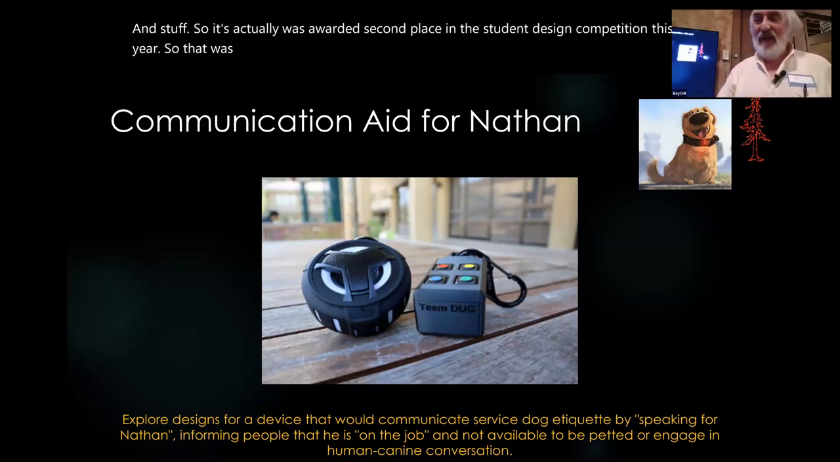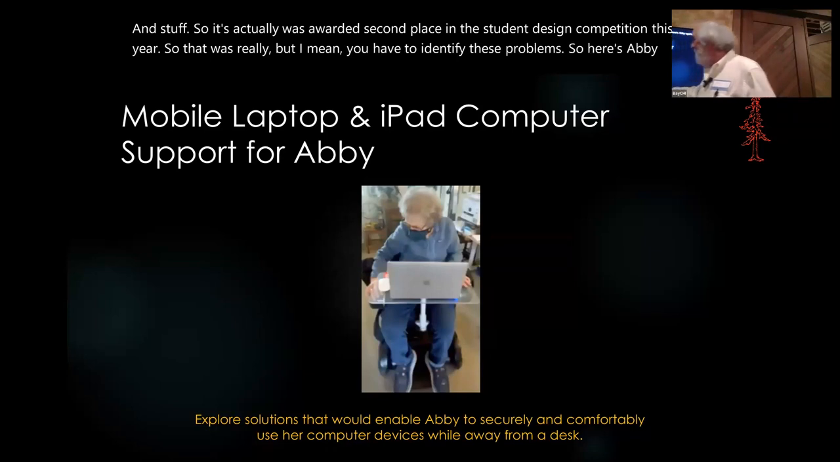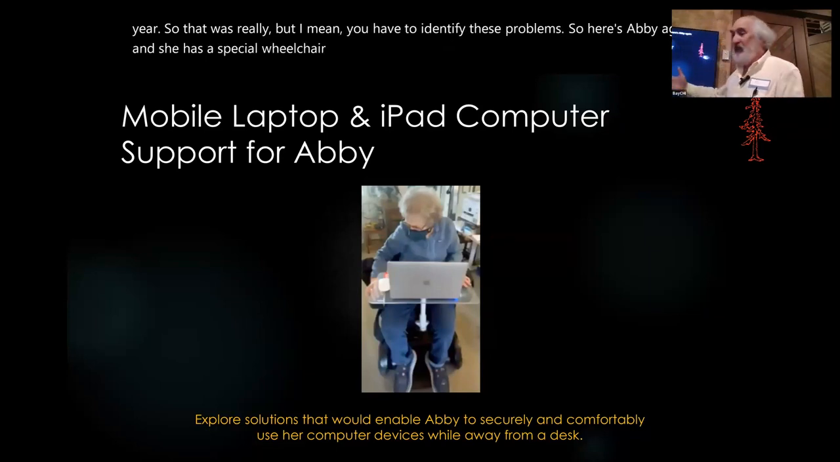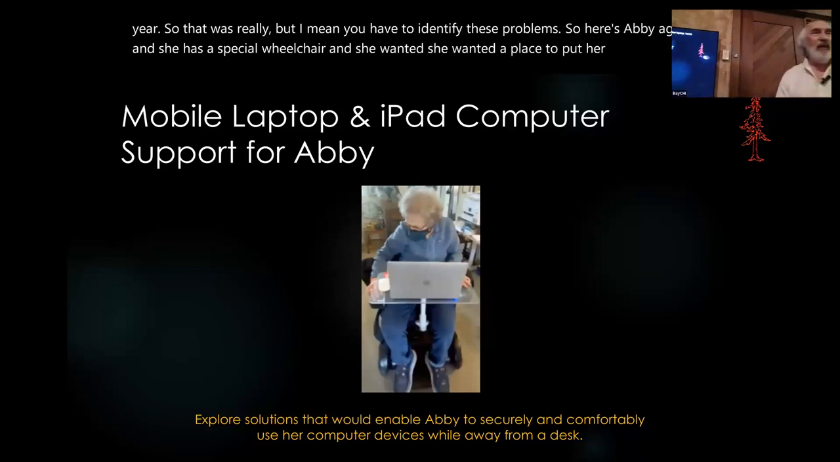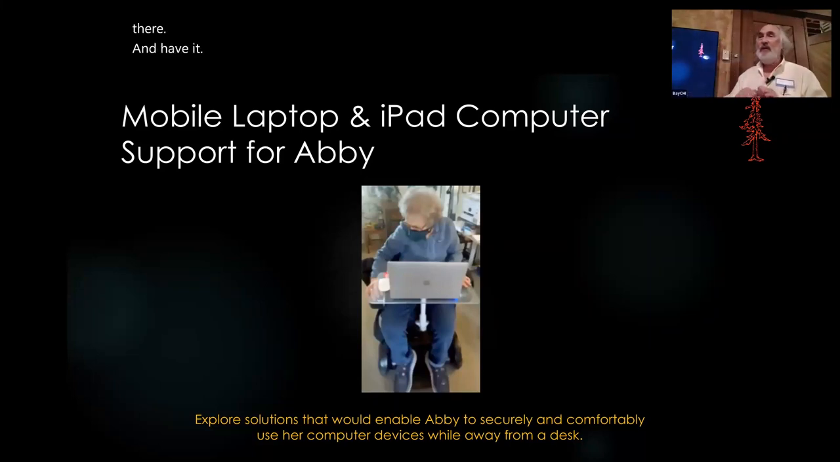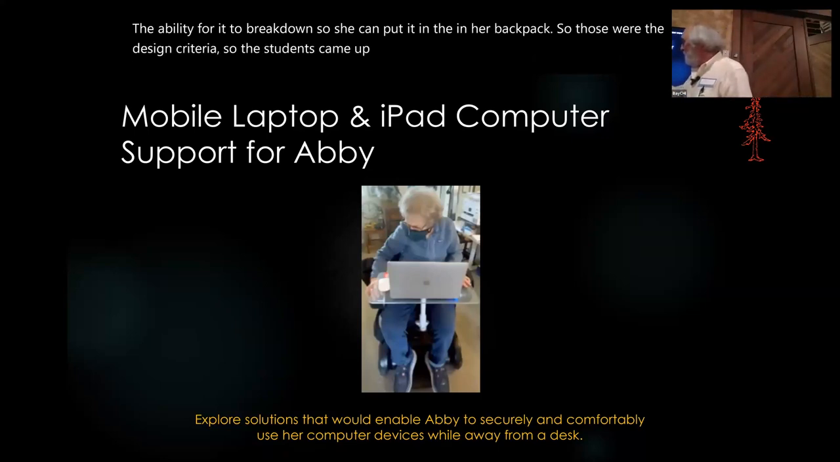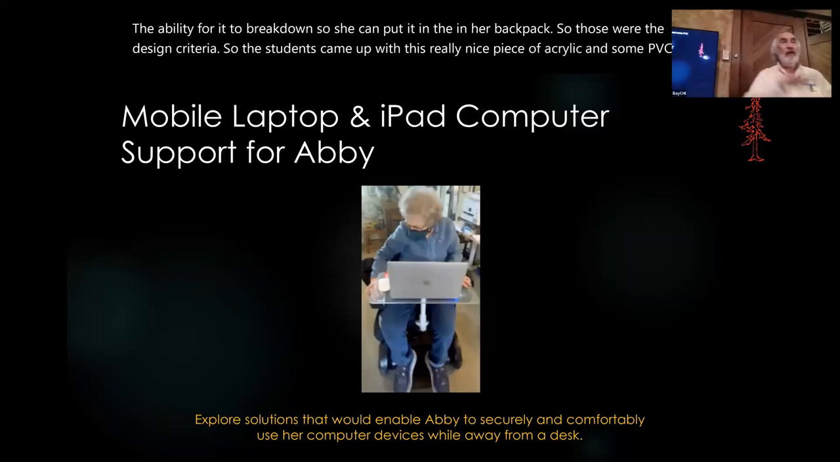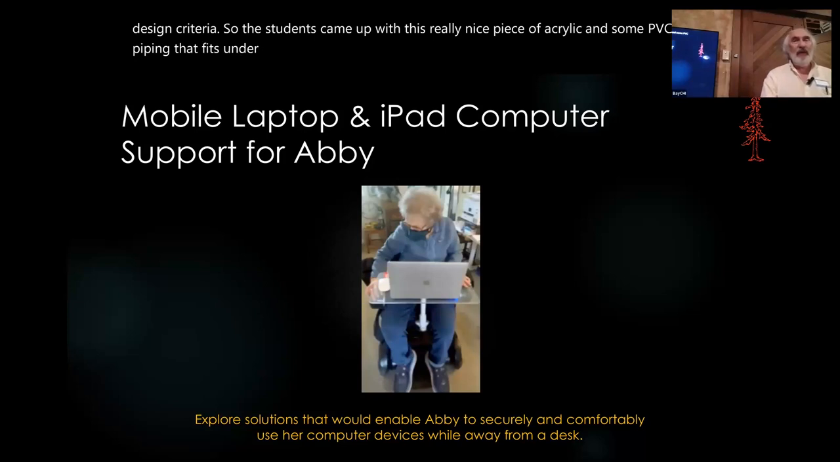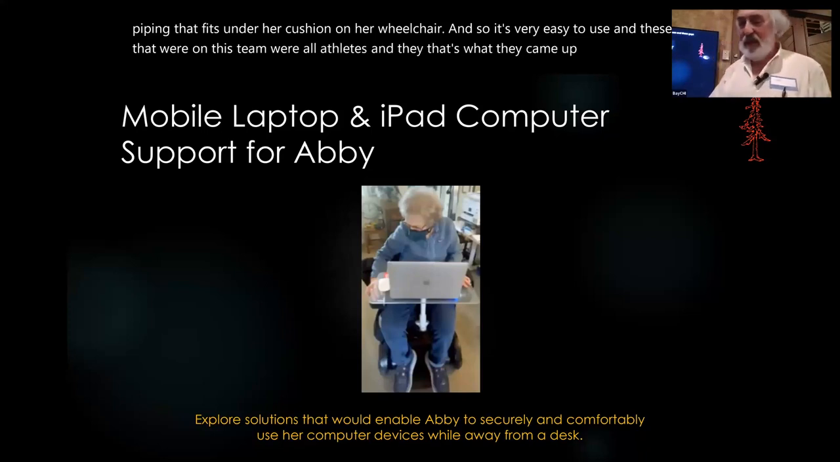But you have to identify these problems. So here's Abby again, and she has a special wheelchair, and she wanted a place to put her laptop because she goes out for coffee and wants to work on her Macintosh computer and have the mouse there, with the ability for it to break down so she can put it in her backpack. So those were the design criteria. So the students came up with this really nice piece of acrylic and some PVC piping that fits under her cushion on her wheelchair. And so it's very easy to use. And these guys that were on this team were all athletes, and that's what they came up with. So that was really neat.